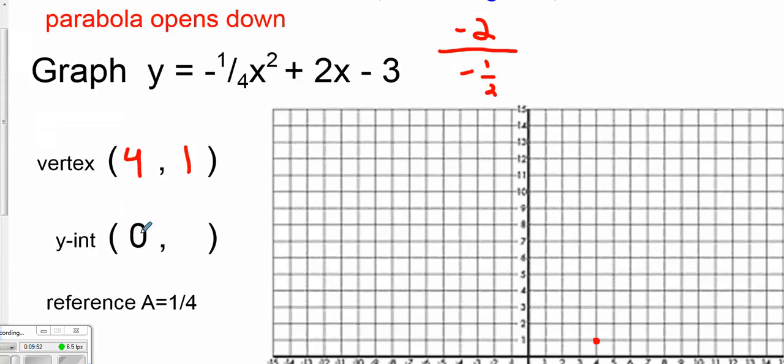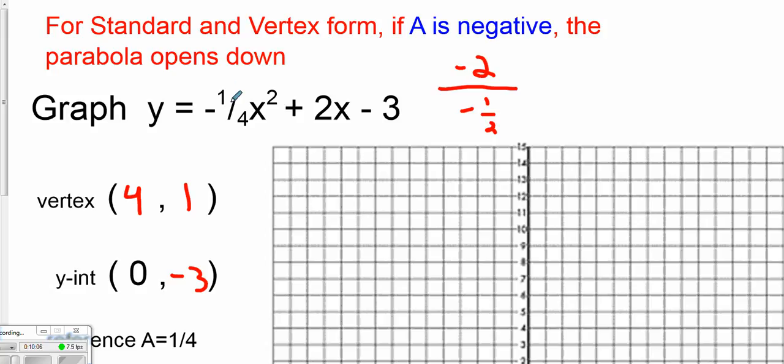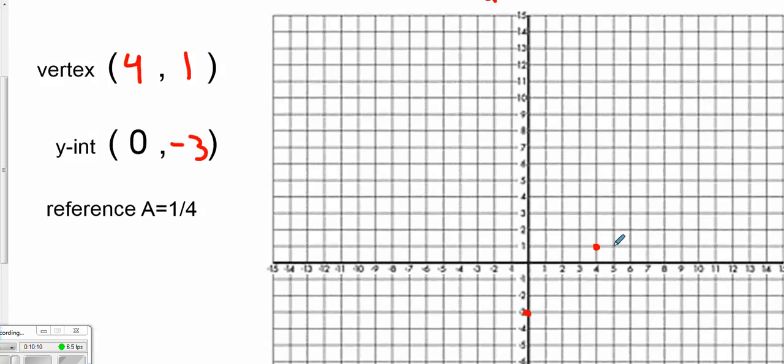My y-intercept, I'm plugging in x is 0. So this term goes away, this term goes away, and we're at negative 3. So (0, negative 3). I'm using my reference of a equals a fourth. So instead of going over 1 up 1, I'm going over 1 down a fourth.